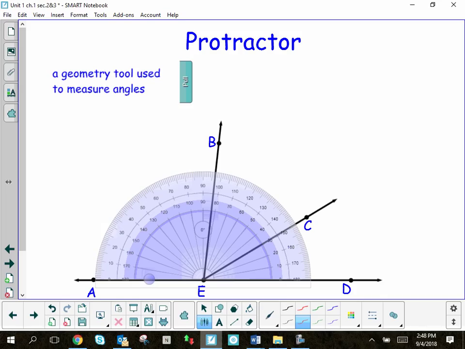So we'll just say that the measure of angle AEB is 97 degrees.